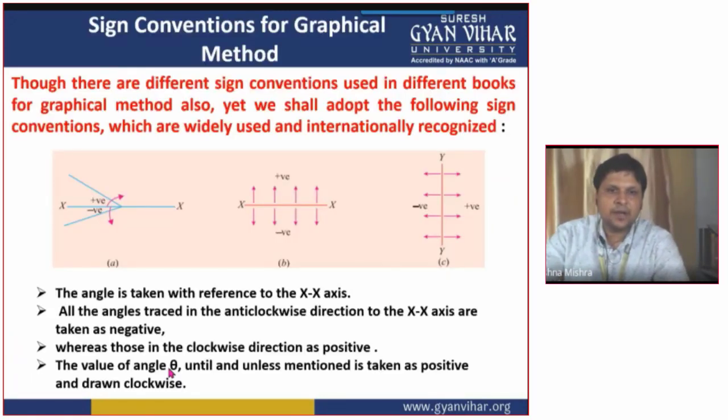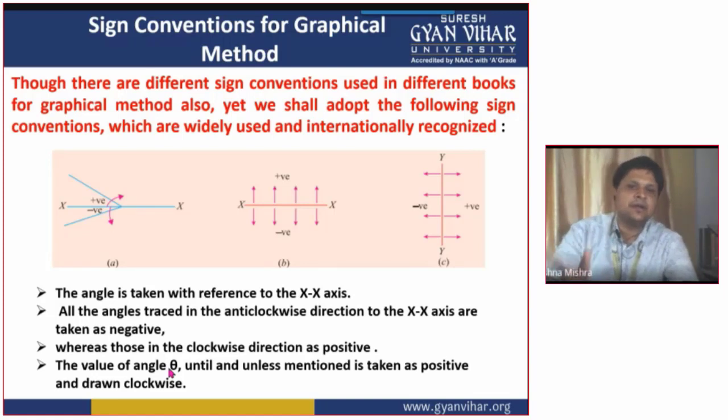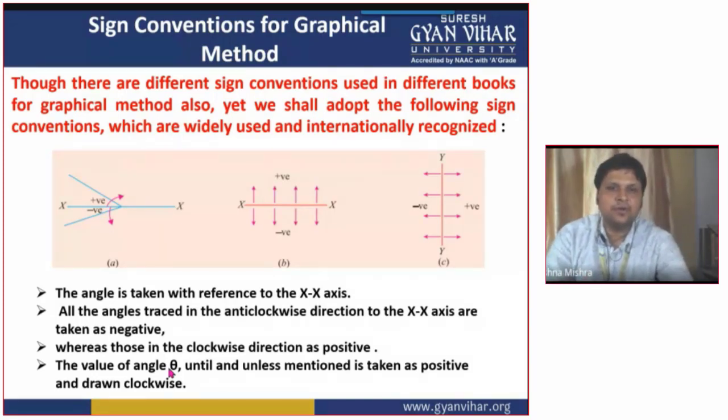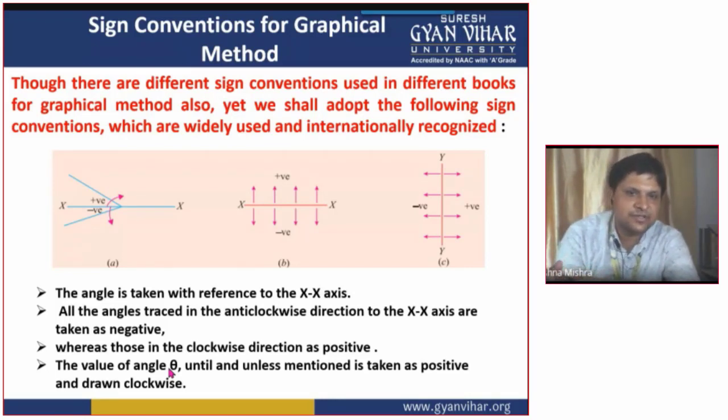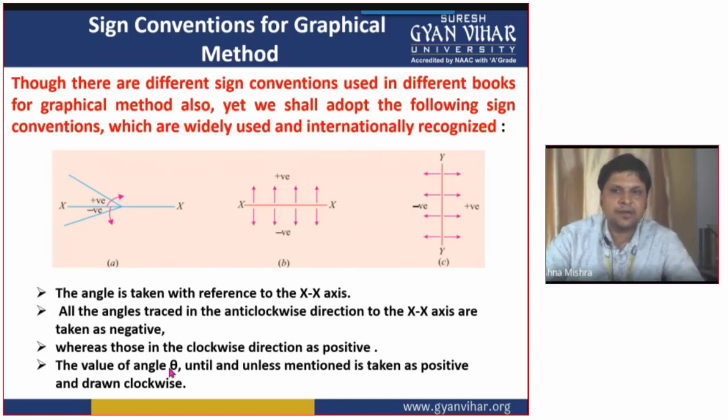First of all, there are some sign conventions, students. These sign conventions are important before we go into drawing the Mohr circle. Though there are different sign conventions used in different books for the graphical method, means if you have two books in your hand, you will find that the sign conventions used in them can differ from each other. And therefore, whatever sign convention I take, I will use in my drawing.